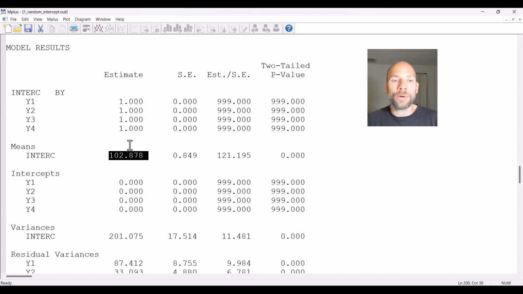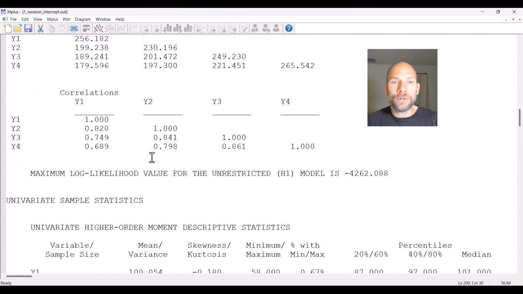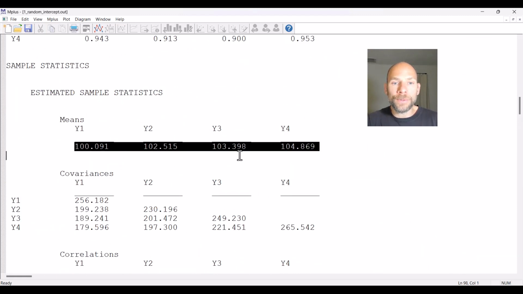102.878, so about 103. And you can see that that common mean is somewhere in between our observed means, which ranged from 100 to 105. And so that's kind of in the middle, our estimate of about 103. And so Mplus tried to give us the best possible mean that minimizes that discrepancy that we see in the observed means, and that may not be good enough.